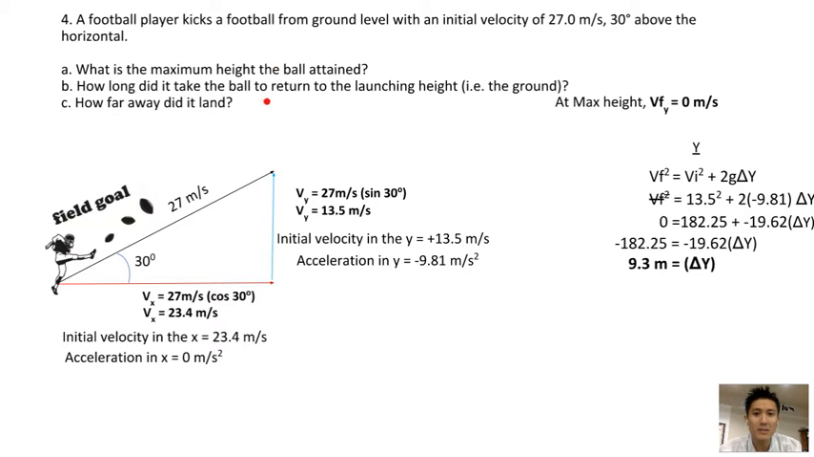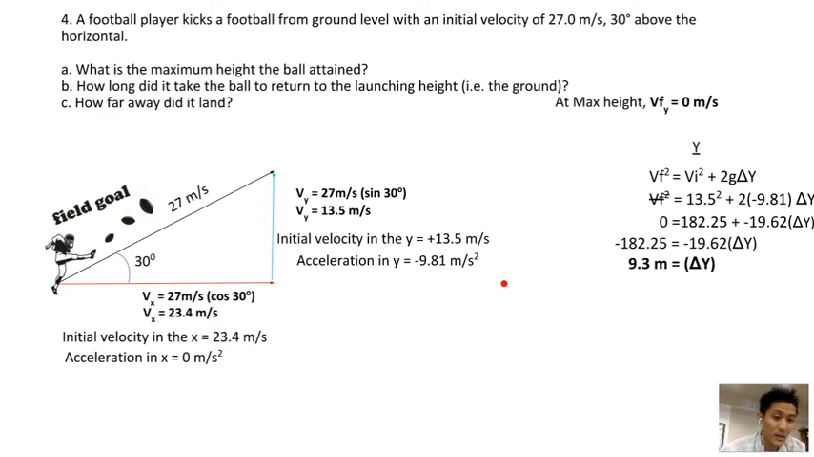Now, how long did it take the ball to return to launching height? So not to the max height, but to launching height. So basically before it hits the ground. So how do we figure out that? We're solving for time. Notice there's two different ways we could solve for time. We do have the delta y, but you probably don't want to use that second equation because you're going to end up having to use the quadratic formula.